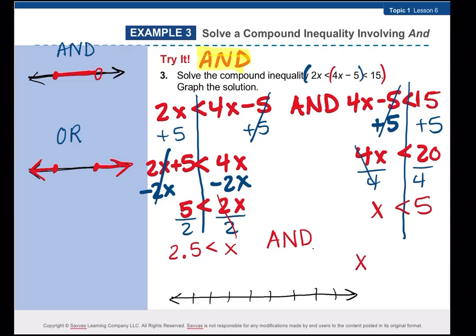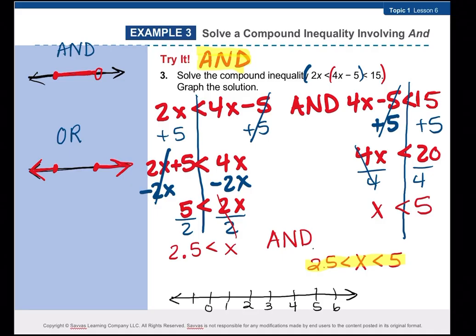And so I could write my final answer back as one statement again, right? X is in the middle. X is less than 5 and greater than 2.5. So if I wanted to write my final answer like this, I could. That might help you graph, right? So 2.5 and 5. So maybe I'll start my number line somewhere with 2, 3, 4, 5, 6.